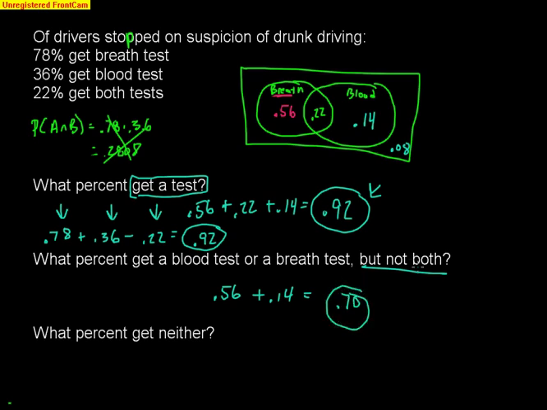All right, what percent get neither? We already kind of figured that out. That's the 8% that would get neither. That's the 8% that would be left out. That's the opposite of OR. So 1 minus the probability of A or B would be neither, okay, because you're getting rid of breath, you're getting rid of blood, you're getting rid of both. So that's the 8% that we got right there. So you could hopefully use that question to help you on some of those other ones from the worksheets, okay?